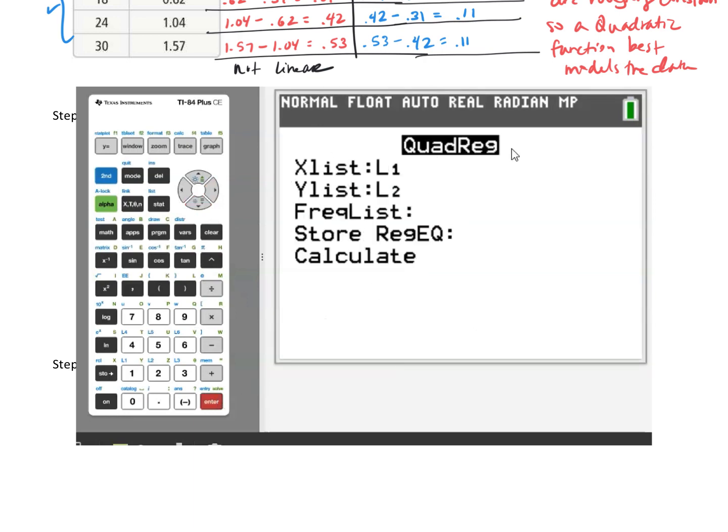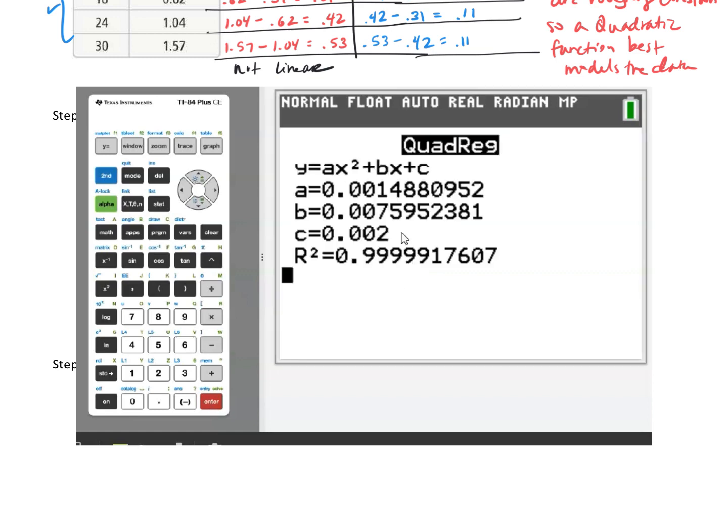We want to do a quadratic regression from list 1 and list 2. So we just enter through these. We calculate that, hit enter. And now they are giving us our standard form, y equals ax squared plus bx plus c, and then they're giving us the a, b, and c values to plug in. We'll write that down after this. Just a quick reminder, our r squared is 0.99999. That is really, really close to 1. So this is a very strong quadratic function to model the data. Remember, the closer this number is to 1, the better representative the function is for your data.